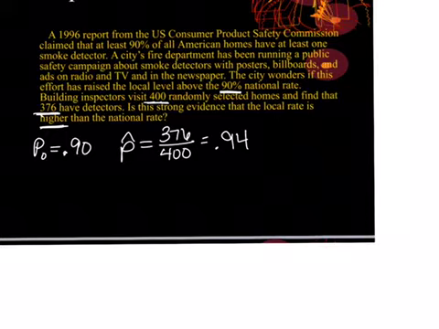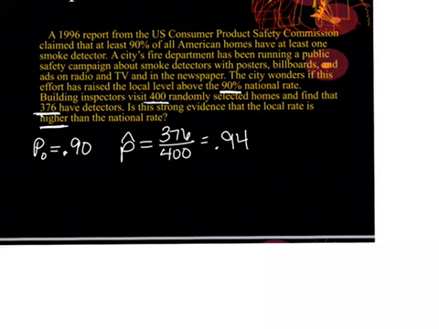What you're testing with the hypothesis test is, is this difference statistically significant? Is that difference large enough to believe that in that city the proportion of homes with a smoke detector is higher than the national average? Obviously, we see a difference in our sample to the hypothesis, right? But what's the probability that we get this sample if the true proportion is still 0.9? If that probability is small enough, then we reject the null hypothesis.